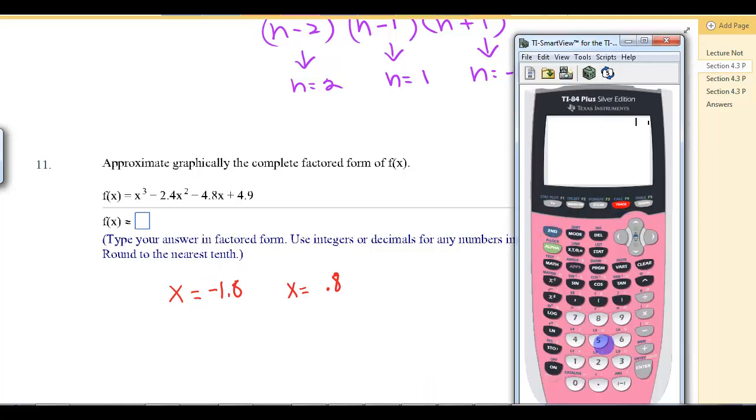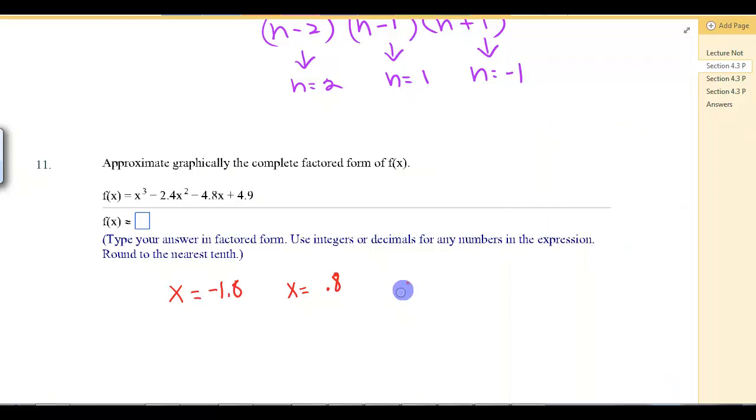Second calc 5. And I've got to move all the way back over. Okay, hit enter 3 times, and I get 3.39, so that'll be a 3.4.